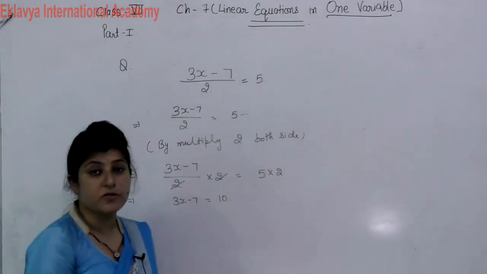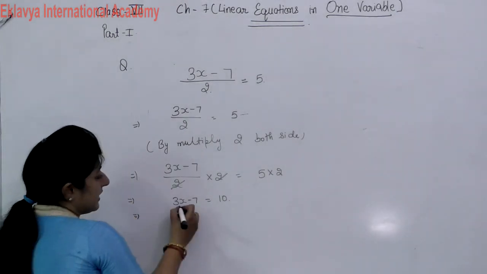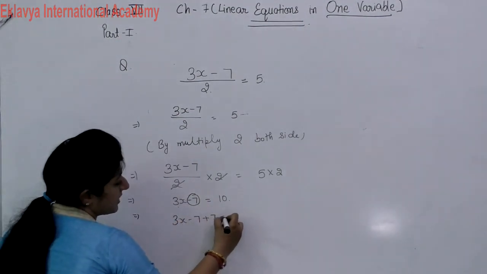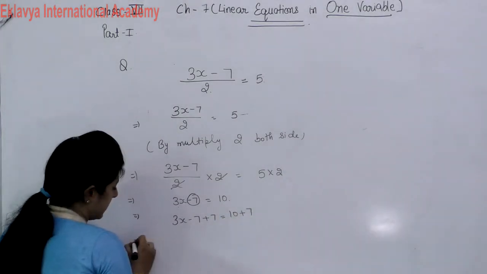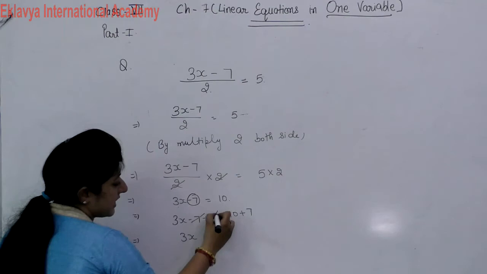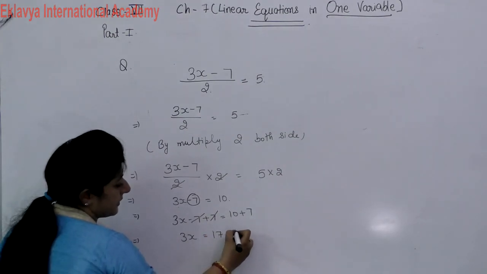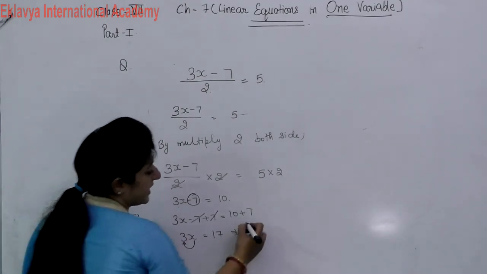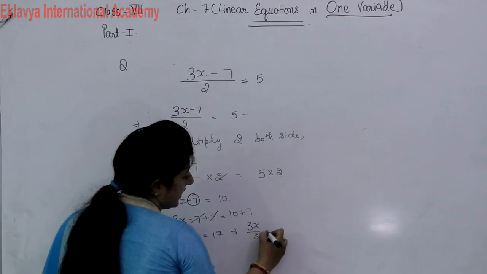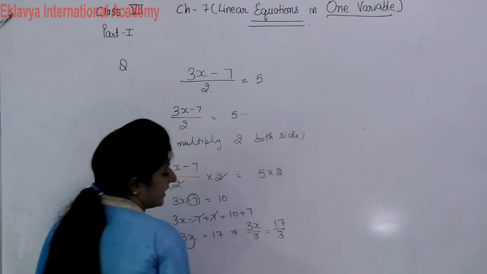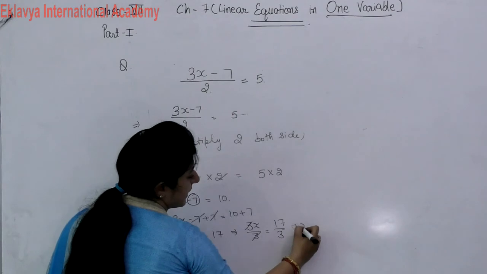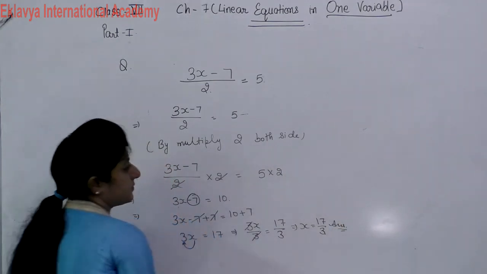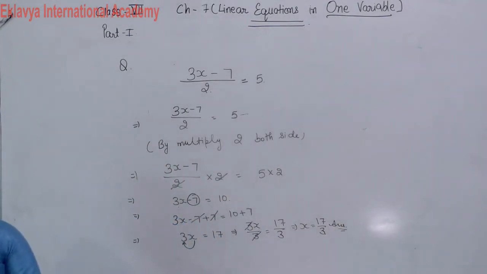Now it is the same type of question as we solved earlier. Here, to remove -7, we have to add +7 on both sides. Then it becomes 3x - 7 + 7, the 7s cancel, and 10 + 7 is 17. Now in the next step, 3 is in multiplication. Then 3x/3 = 17/3. The 3s cancel, then it becomes x = 17/3. This is our answer. This is the simple method.